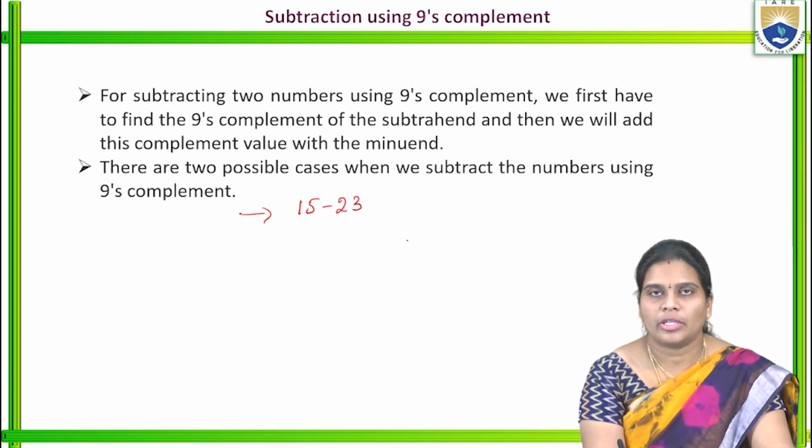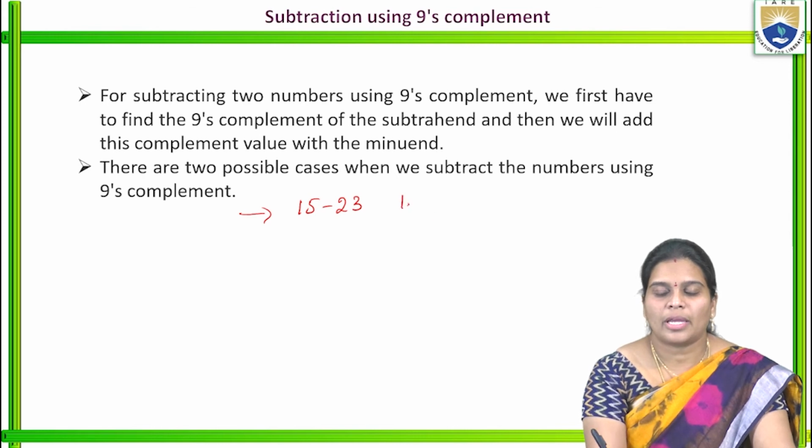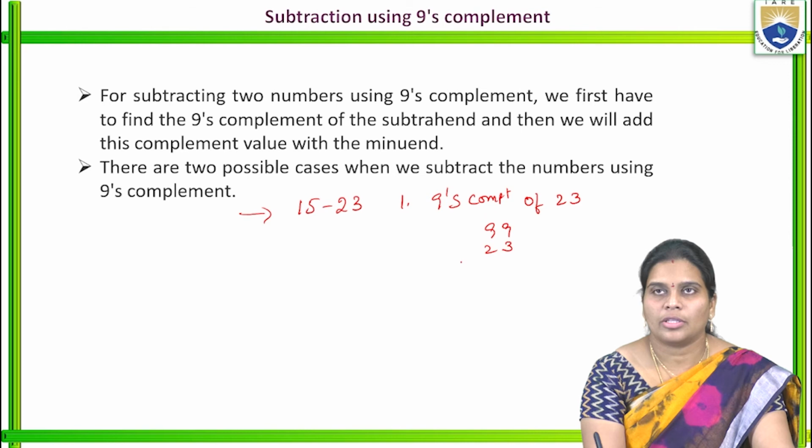15 minus 23. So what is the first step? In this first step, apply the 9's complement of the negative value, that is the 9's complement of 23. So 99 minus 23. 9 minus 3 is 6, 9 minus 2 is 7. So 76.